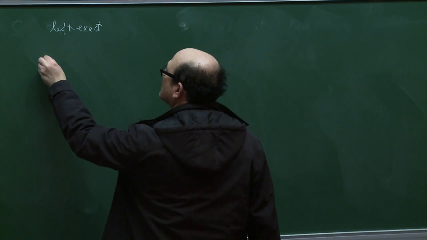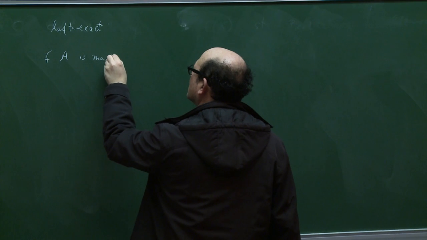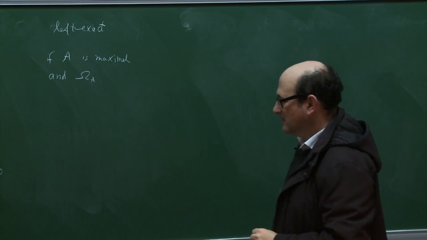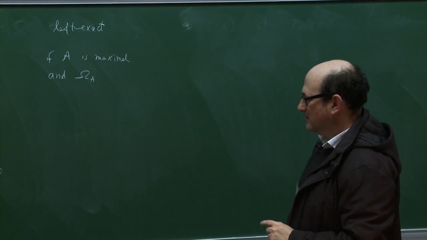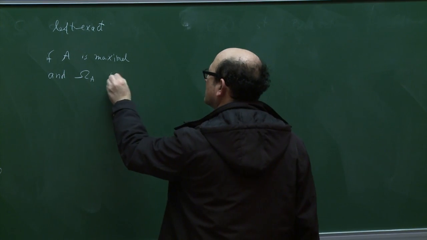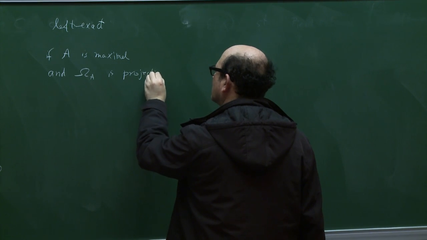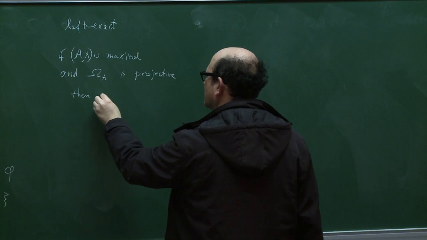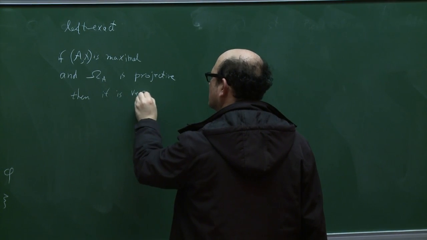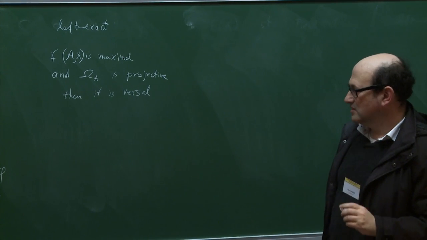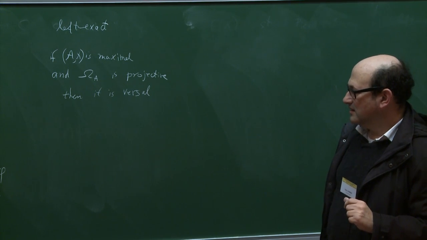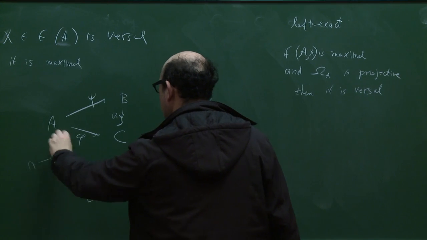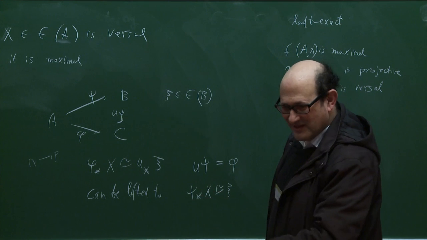So if A is maximal and omega A is projective, then AX is versal. The reason is that the map is actually defined up to factorization by a projective, and since it's projective, one can lift.